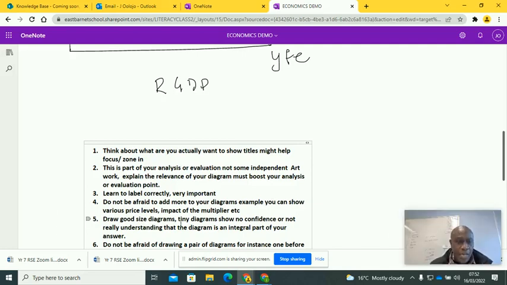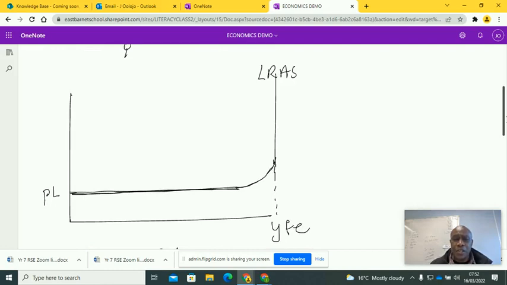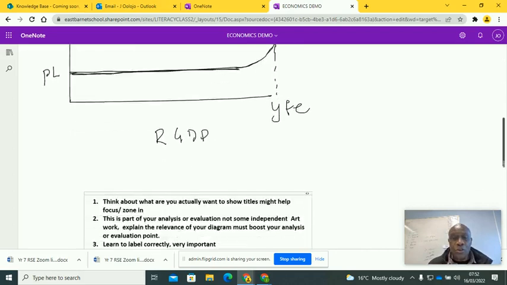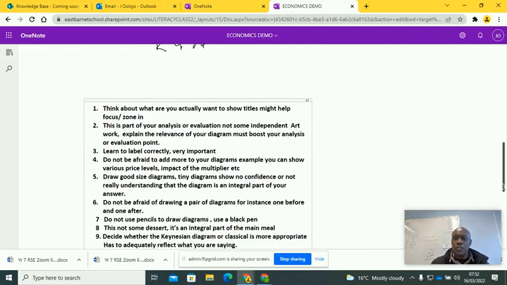Another thing, do not be afraid to add more to your diagrams. For example, you can show the various price levels. If there's a movement and you want to show inflation, for example, if you were at full employment, or you did a classical diagram, you're at full employment and AD shifted, you want to show an increased price level. There's nothing wrong in actually putting in 6%. It doesn't matter. So do a lot more with your diagrams. Don't be scared of not doing enough with the diagrams. Show the impact of the multiplier. How government spending shifted AD, and now with the multiplier it shifts it even more. Show that on diagrams. Show a lot more on diagrams.